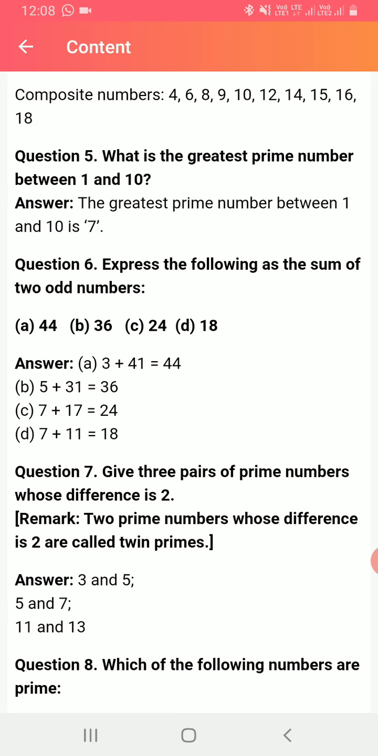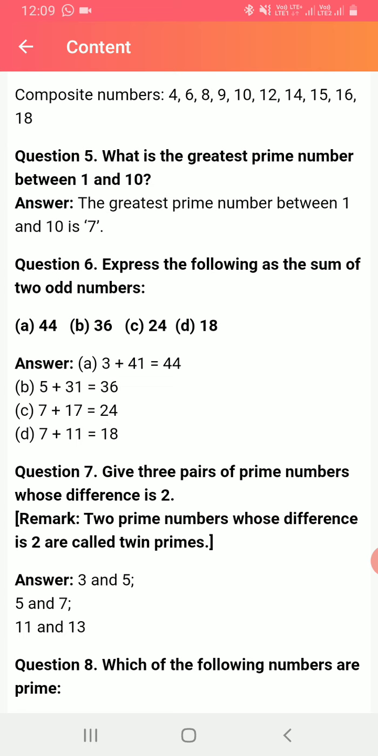Question 6. Express the following as the sum of two odd numbers. So you have a question as 44. What should you do? You can represent them using any two odd numbers. So here, for the first one, they have written 3 plus 41. 3 is an odd number, 41 is also an odd number. It is not compulsory that you use the same numbers as represented here. Instead, you can change. If you write 1 plus 43, 1 is an odd number, 43 is also an odd number. When you add, you will get 44. So like that, you are going to solve.